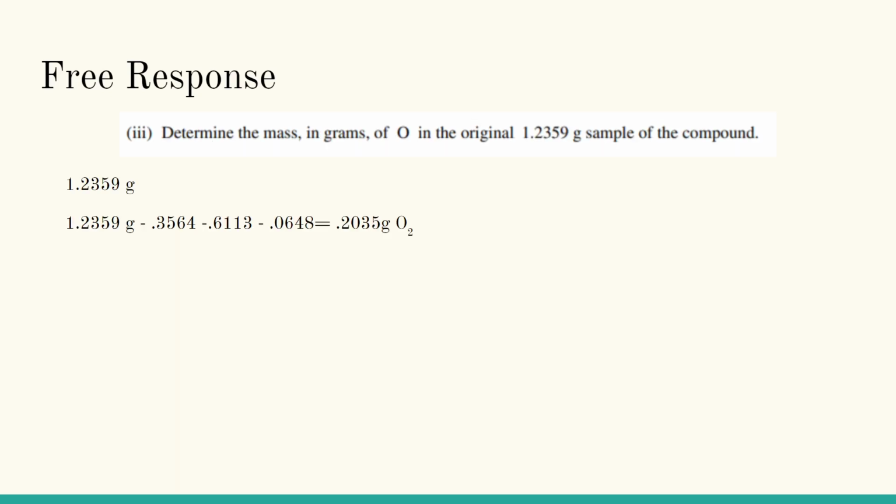Okay. Next, it wants us to determine the mass in grams of the oxygen in the sample. So we have our total mass, which is the 1.2359, and we're going to subtract from that the mass from the nitrogen. We'll subtract the mass from the carbon, and then we'll subtract the mass from the hydrogen, which is given to us in the problem. And that'll give us our total mass in grams of oxygen.